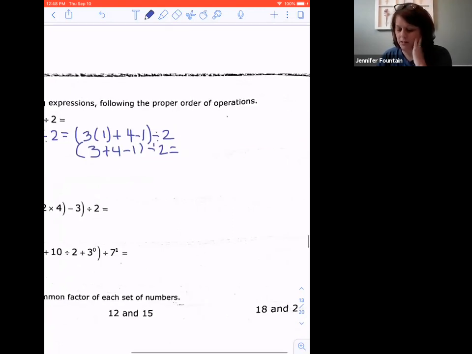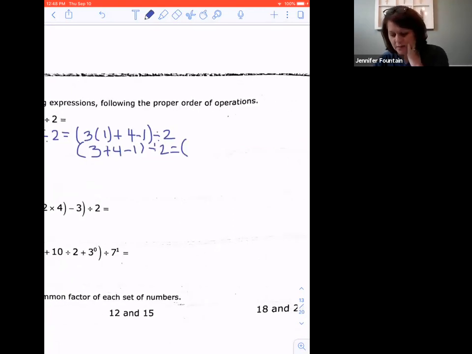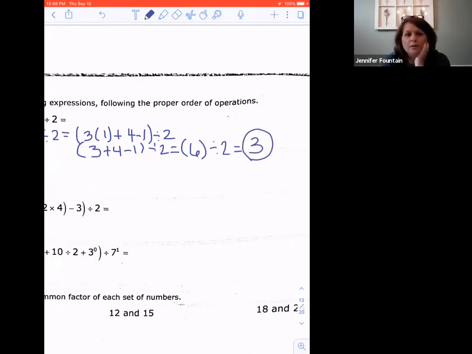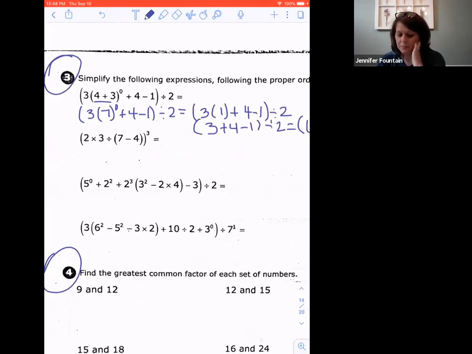So 3 plus 4 is 7. 7 minus 1 is 6. Divided by 2 is 3. Any questions on that one? Everybody do okay on that? Let's look at the next one.